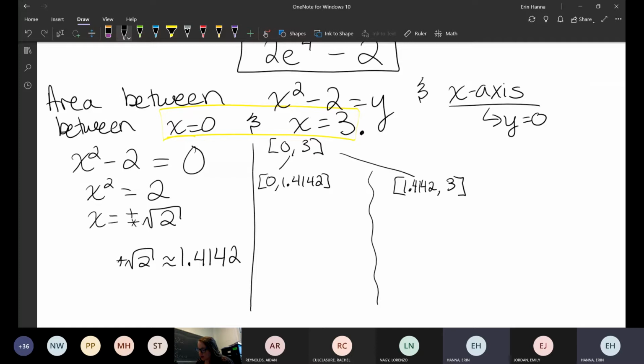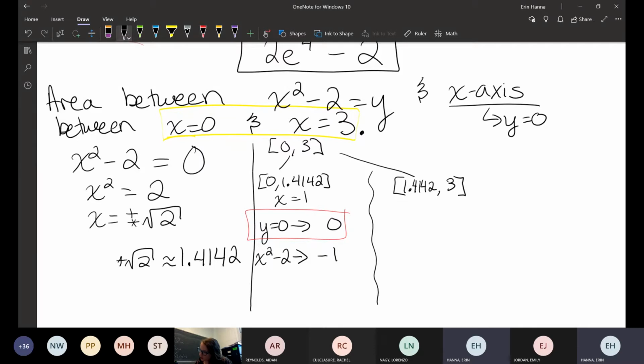So if you want to do it algebraically, that's when you pick any number between 0 and 1.414. So I'm going to pick 1 because that seems like the easiest one to pick. You're going to plug it into both functions. Plugging it into y equals 0 is just going to give you 0. Then we've got to plug it into x squared minus 2. So 1 squared is 1 minus 2 is negative 1. So our top function is going to be 0.